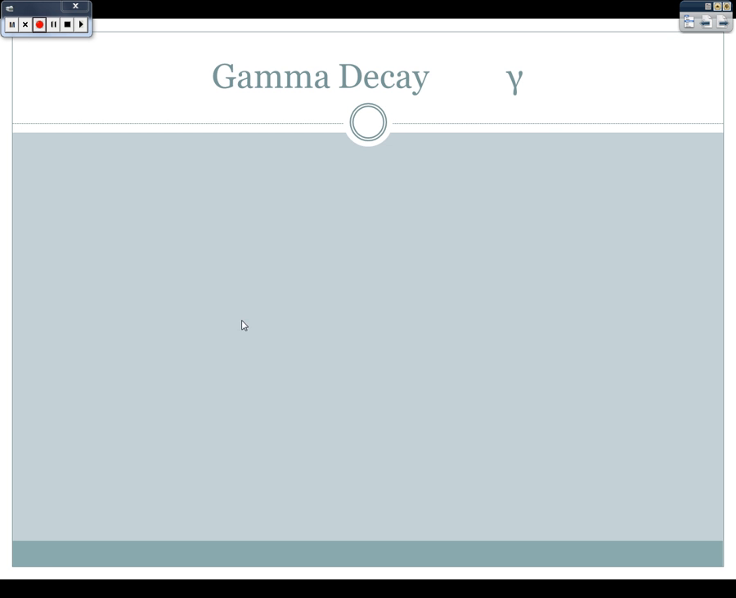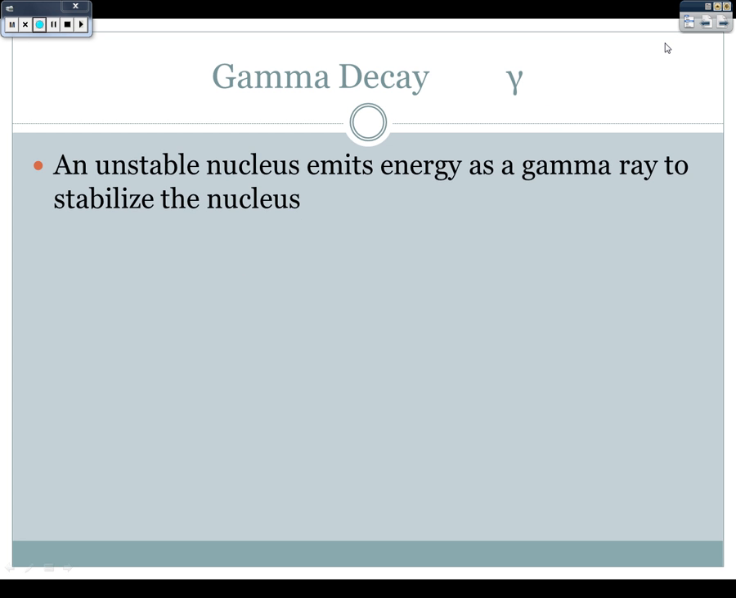And then you can have gamma decay, represented by the Greek letter gamma, where an unstable nucleus emits energy as a gamma ray to stabilize the nucleus. So this is the only one where the number of protons and neutrons isn't being affected at all. An unstable nucleus is just emitting energy. So it's not emitting any sort of particle, but rather a gamma ray as energy.